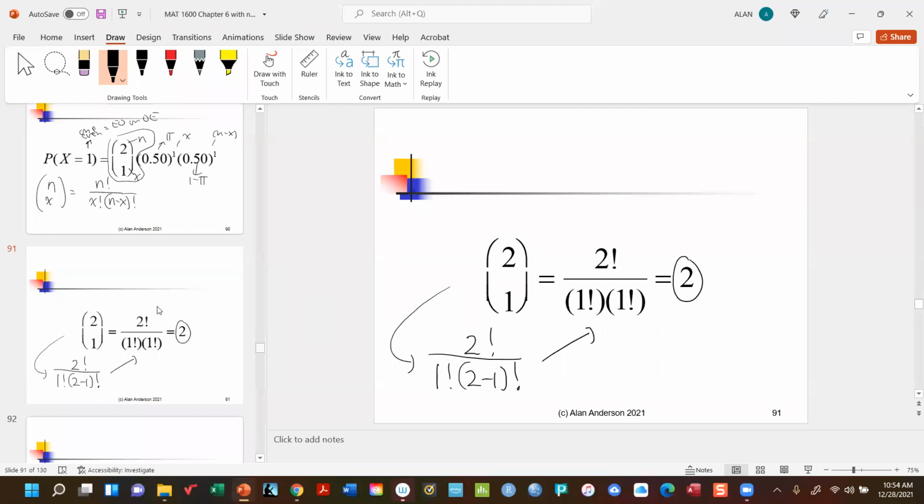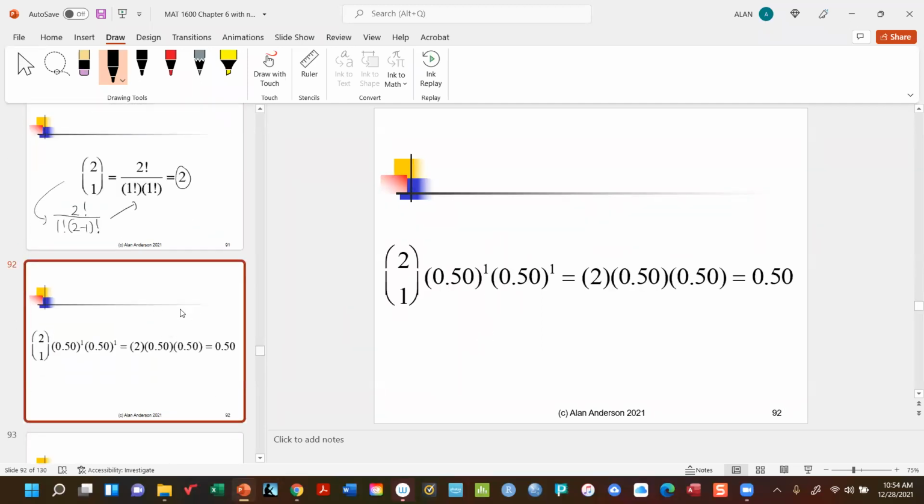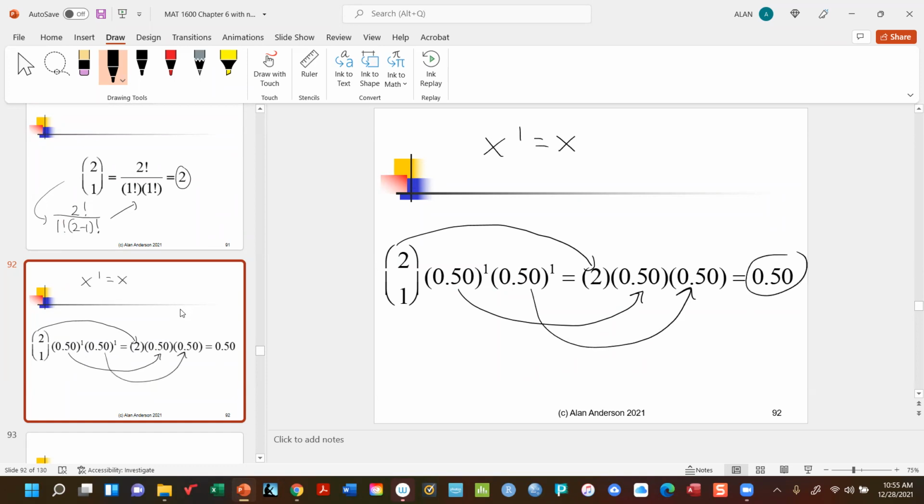When we plug these back in, we now have 2. And each of these is 0.5 to the first power. X to the first power is just x. And we end up with 1/2. So the probability that x equals 1, or the probability of getting EO or OE, we previously calculated to be 1/2, and that's exactly what we're getting here.